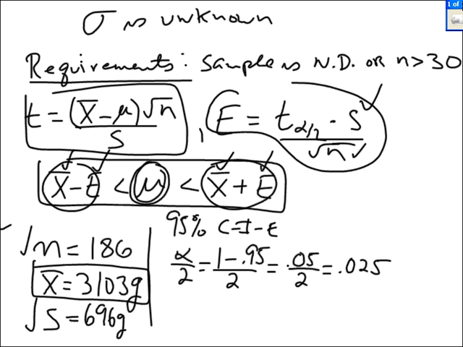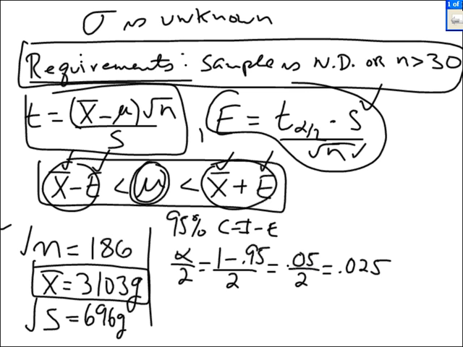Now, let me be very clear. When sigma is known, we use the z-table. When sigma is unknown, and the sample is normally distributed or n is bigger than 30, we use the t-table. The same requirement applies for both, whether sigma is known or unknown. If sigma is known and the requirement has been met, we use the z-table. If sigma is unknown and the requirement has been met, we use the t-table.